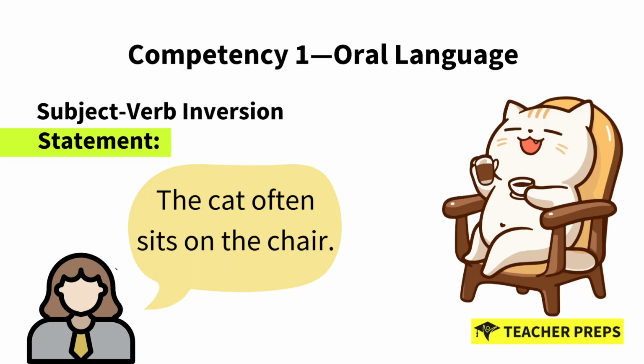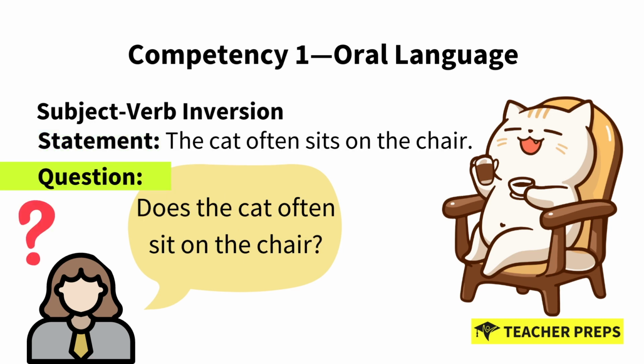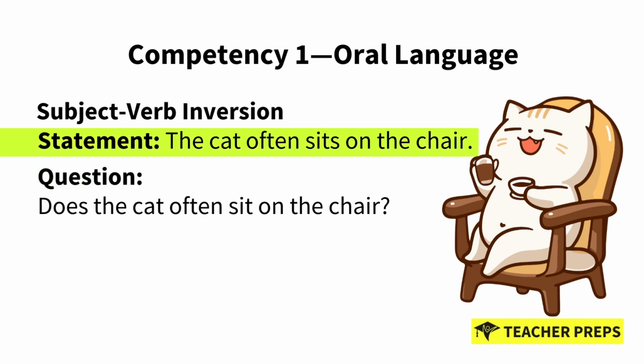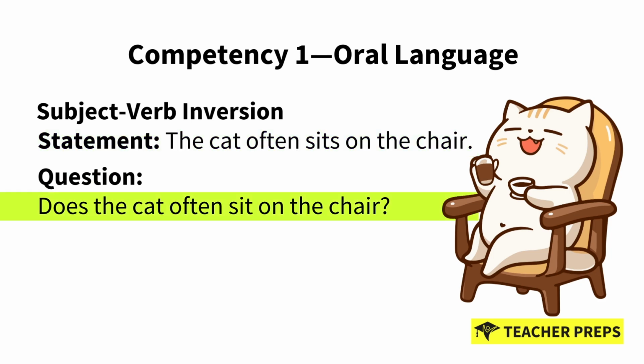The statement, which we can call in normal order, is the cat often sits on the chair. And the question, or inverted order, does the cat often sit on the chair? In the statement, the order is subject, which is the cat, followed by the verb, which is sits. In the question, the auxiliary verb does precedes the subject, which is the cat, illustrating an inversion to form a question.